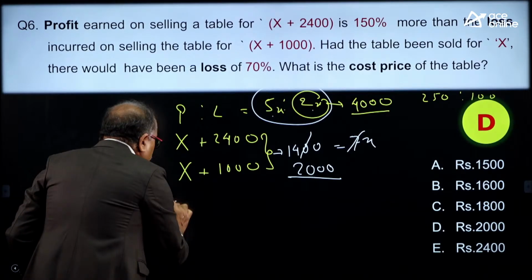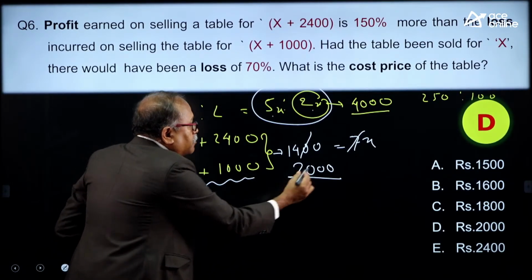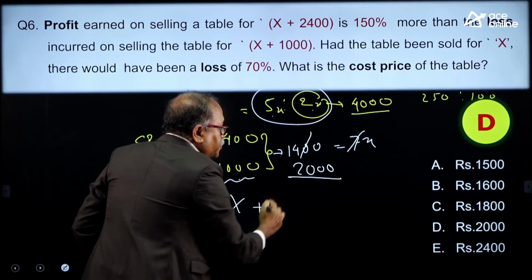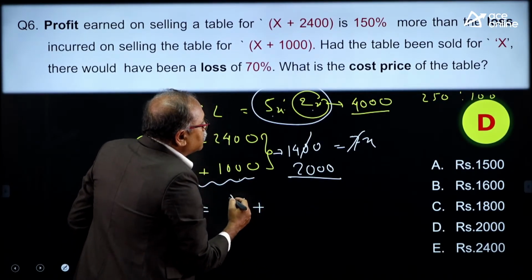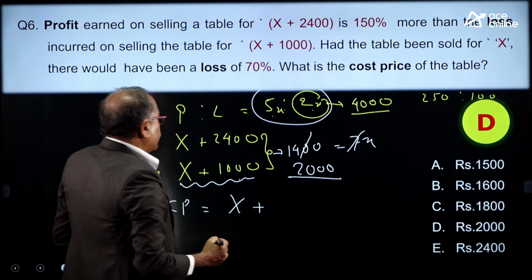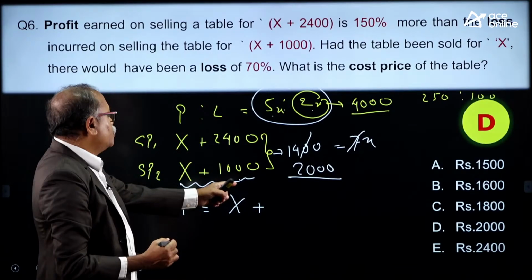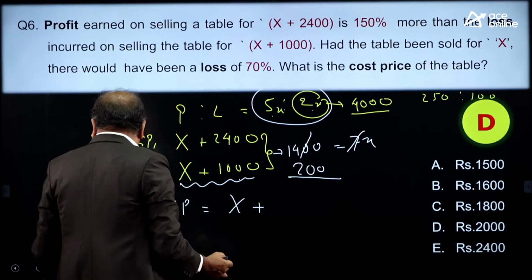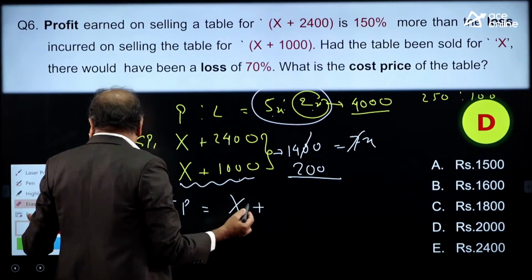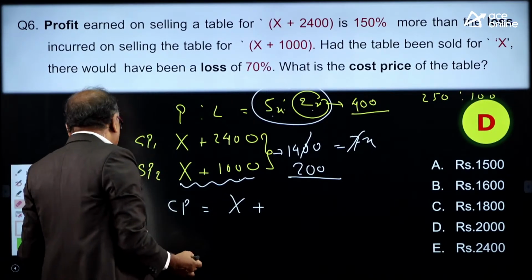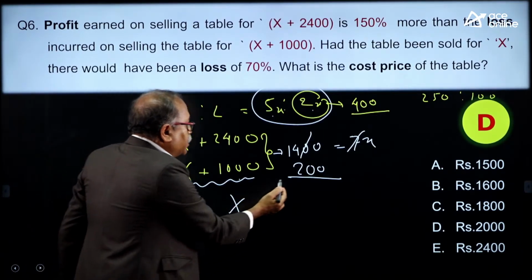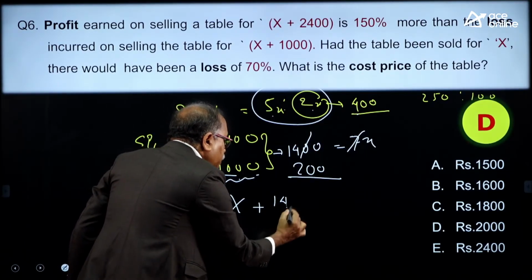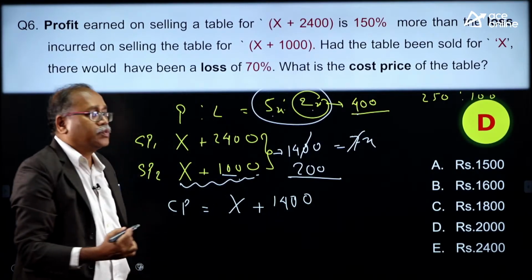So, once I get that 4000 is the loss, what will be my cost price? The cost price is this price plus 4000 loss. That means x plus 1000 plus 4000. This is 200, then this will be 400. 1000 plus 400 comes to 1400, and this is my cost price.